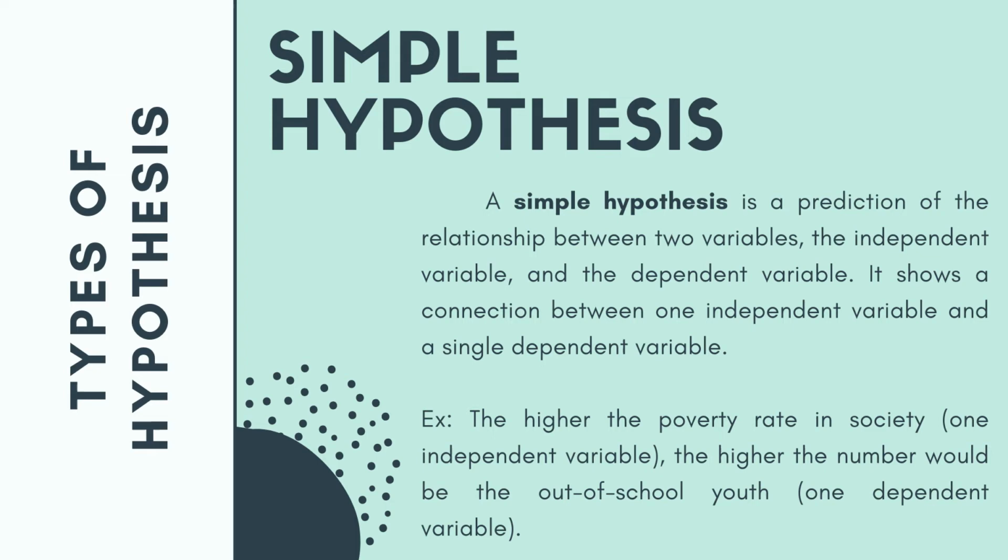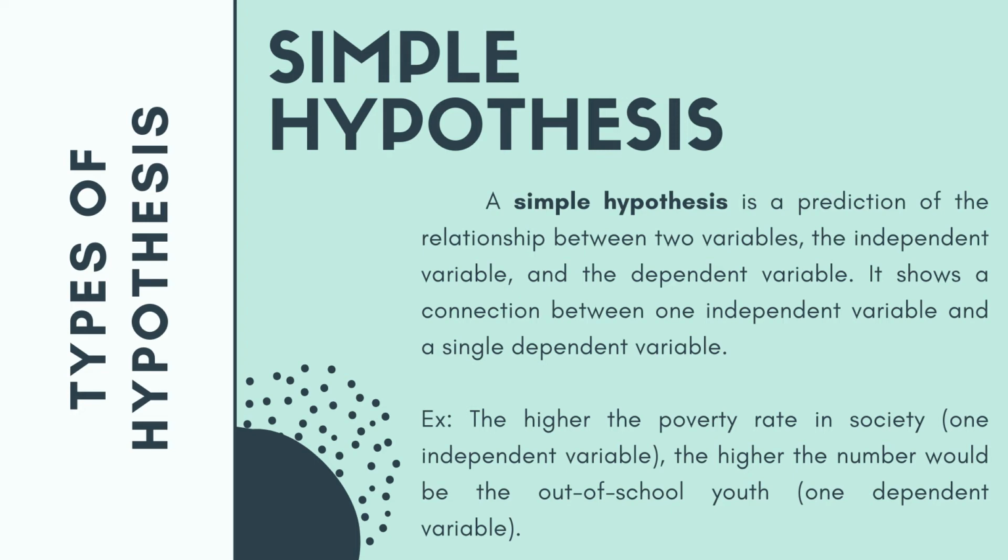May iba't ibang types ng research hypothesis. Kung ang ibang studies walang research hypothesis, meron naman na may several hypotheses kang maaaring ma-formulate. The first type is the simple hypothesis. A simple hypothesis is a prediction of the relationship between two variables lamang, one independent variable and a single dependent variable. Kaya siya simple. For example, the higher the poverty rate in society, that is your first independent variable, the higher the number would be the out-of-school youth, the single dependent variable. So habang tumataas daw ang bilang ng mga mahihirap sa ating lipunan, tumataas din ang bilang ng mga batang hindi nakakapag-aral.